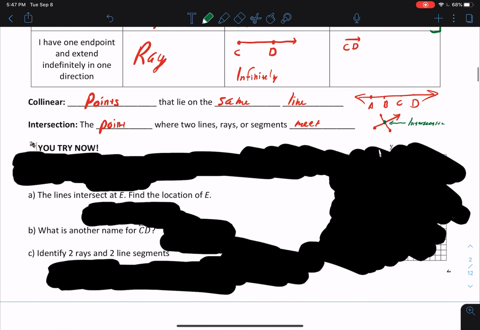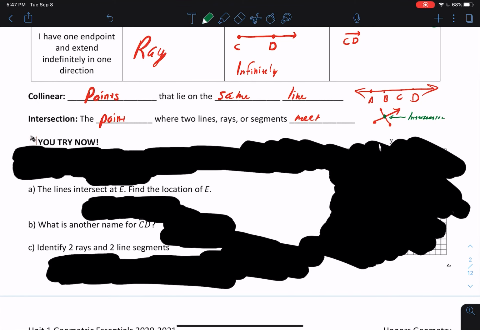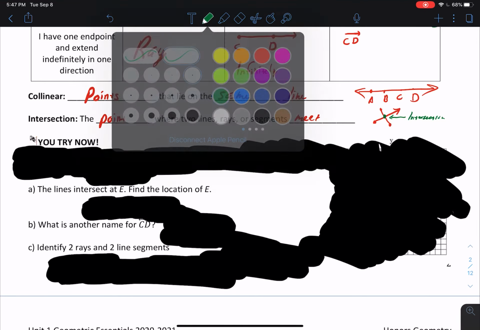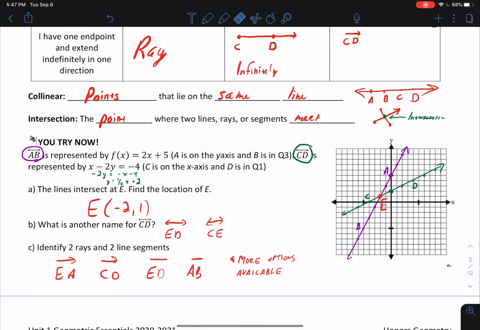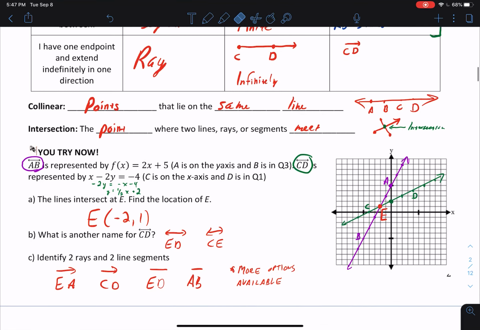I have the You Try Now here, and I have it all blacked out because I don't want you to see the answer. I want you to give that a try. Pause the video here. Try out that one, and then I will erase this black and have you check it. So pause the video, and then check your answer. All right, so there is the work for the You Try Now. Let me know if you have any questions. In the next video, we'll talk about vocab with angles.